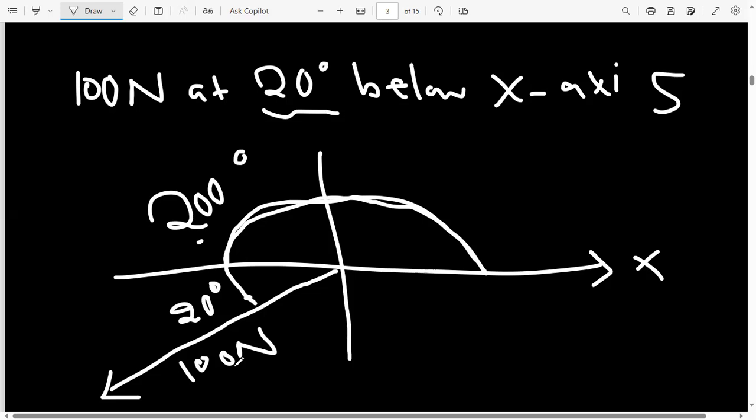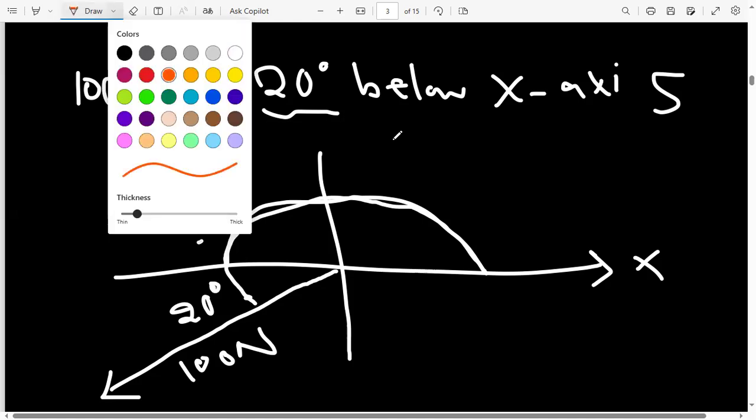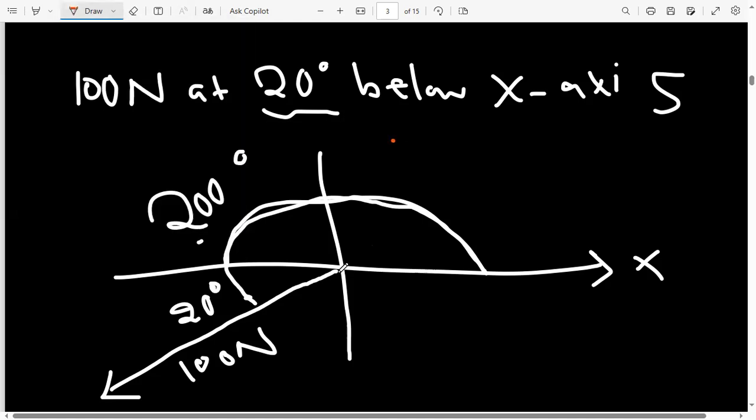Okay, that's what we are going to do. So what do I want to do now? Okay, so we can resolve this into its components. This is our first angle. So our y component, our x component will go like that.